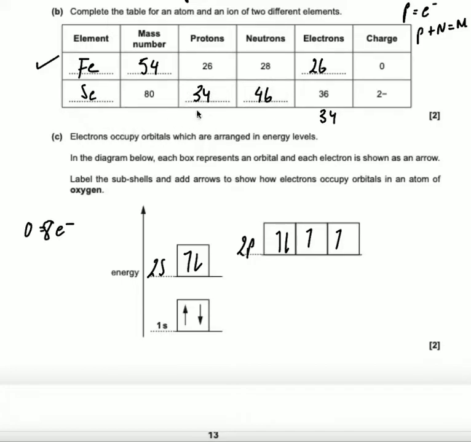And once again, now we have the proton number, we go to the periodic table and look for 34, and that gives us Se for selenium.